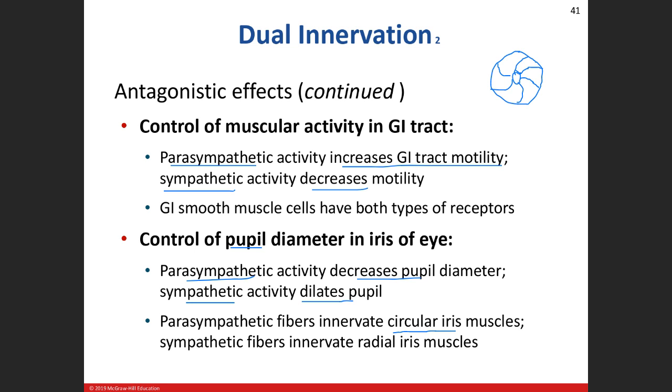And then the other one, for the sympathetic, are the radial muscles, and they look kind of like this. Their fibers just radiate out. So when the sympathetic contracts, it'll pull it open and make it bigger. It'll go from that to this.